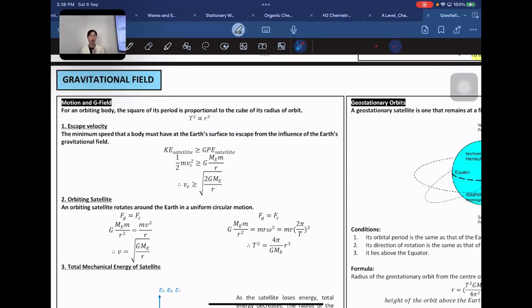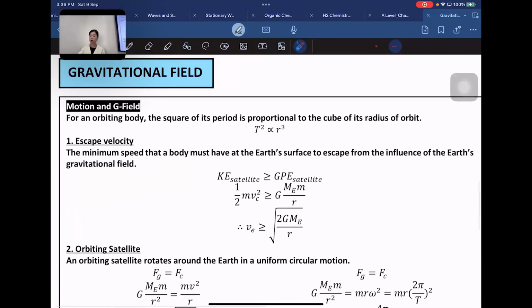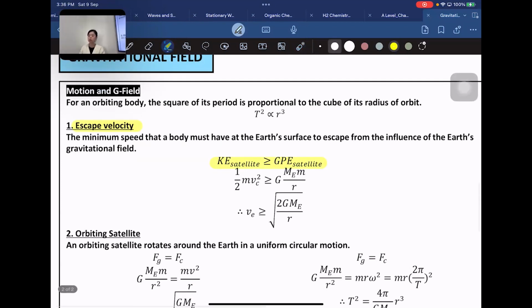But always remember, when an object moves in circular motion, it has to have a resultant force, because the centripetal force that provides the circular motion is the resultant force. So if I have a satellite, an orbiting body, I can say that its escape velocity is calculated using KE greater than or equal to GPE. This one we have already learned earlier on. It's pretty straightforward in the sense that the energy the satellite possesses needs to overcome the gravitational potential energy. Hence, substituting and manipulating, you will get your escape velocity formula.